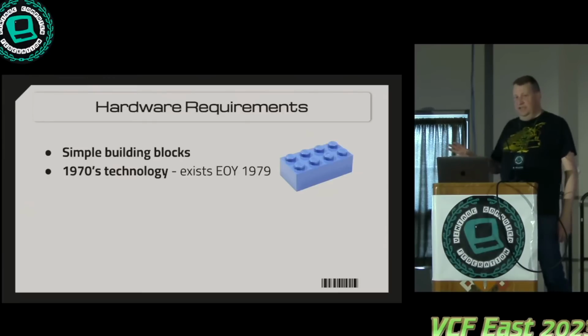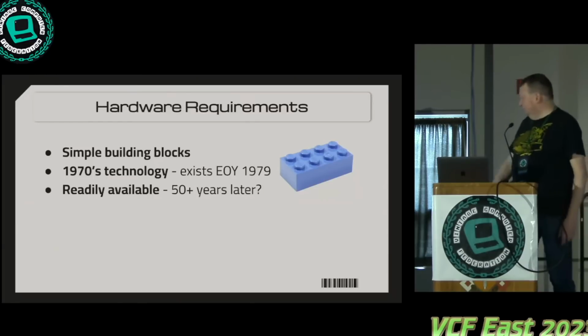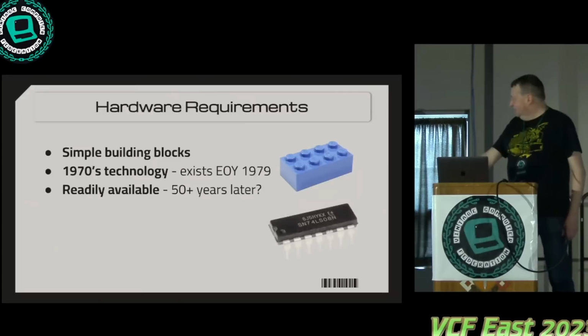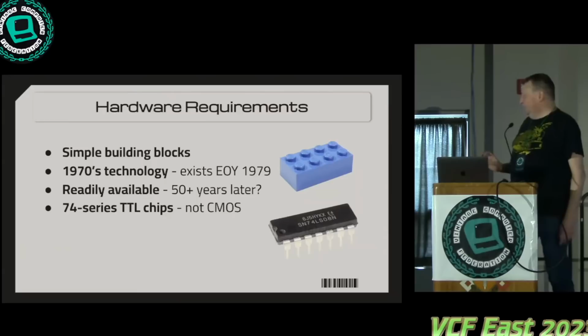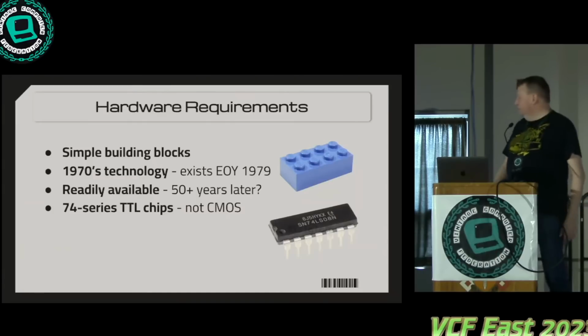So it has to have existed at the end of 1979, and it also has to be readily available today, 50 years later. It's like being in the 80s trying to find a 1930s vacuum tube. But there's a lot of 50-year-old technology still available. So that's the TTL chips: 74 series TTL. I'm not using CMOS. I actually want to use TTL, which uses a lot more power, and it adds another layer of pain to the project.